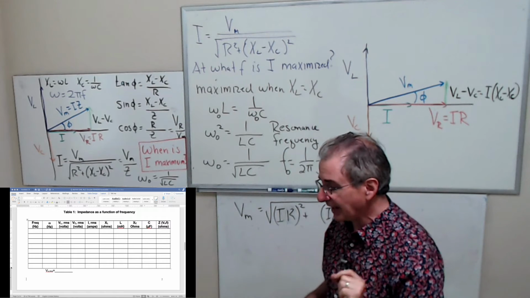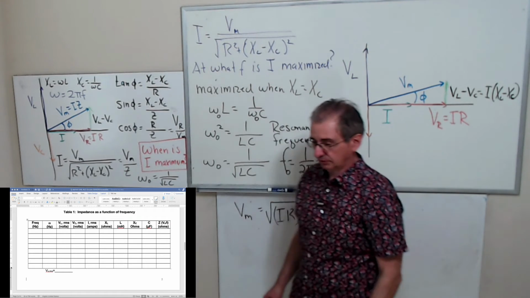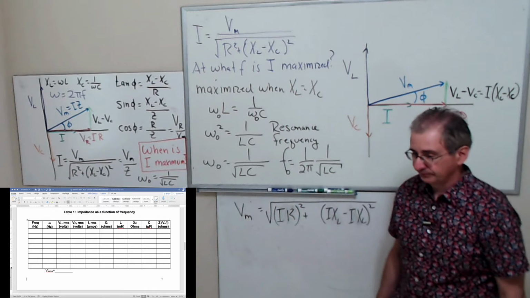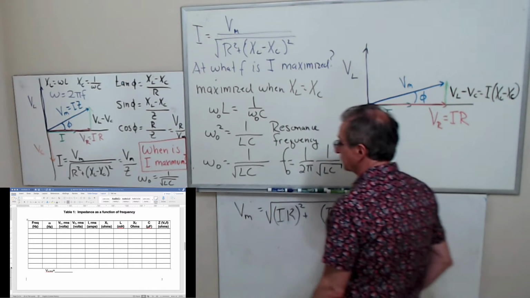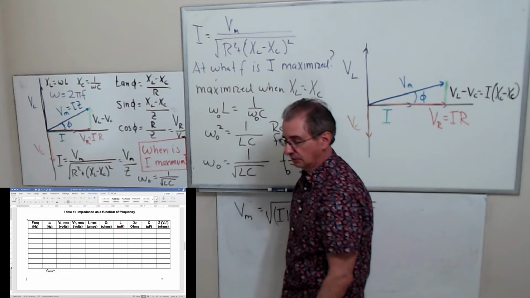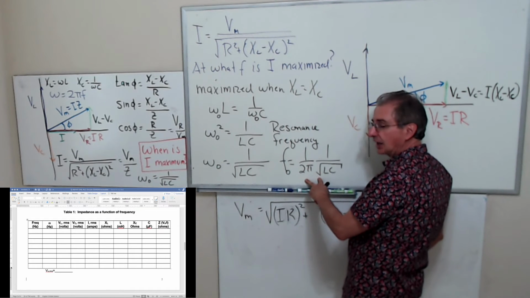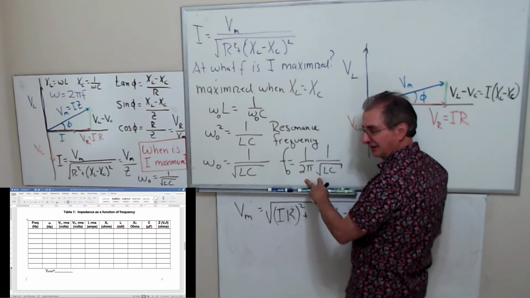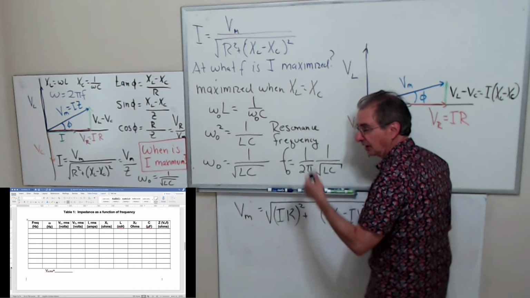This is when you get the maximum energy transferred from the power supply to the load. This is the frequency at which the system wants to oscillate. This is called essentially the natural frequency of oscillation.